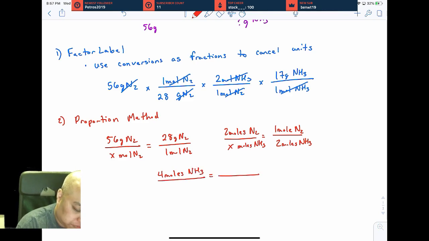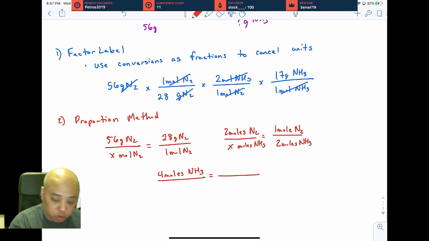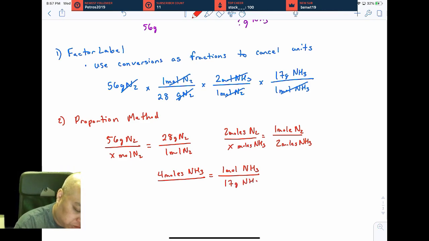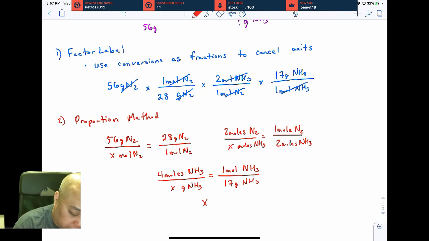Okay. Now, with moles of NH3, you can then go to grams by using the molar mass as well. But notice that I write it a little bit differently because my units across have to be the same. So here it's 17 grams of NH3 on the bottom, so I can solve for grams of NH3. And so what I end up getting is 68 grams of NH3 I can make.